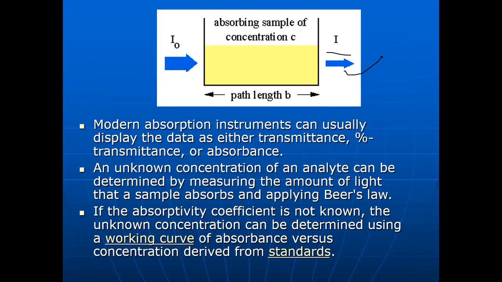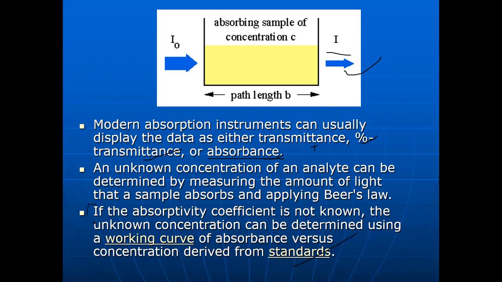Due to advancements in instrumentation, modern absorption instruments can display data either in transmittance, or in percentage transmittance, or even in absorbance. Mostly we take absorbance. An unknown concentration of a sample can be determined by measuring the amount of light that the sample absorbs, by applying the famous Beer-Lambert law. If the absorptivity coefficient is not known, the unknown concentration can be determined using a working curve of absorbance versus concentration of standards.